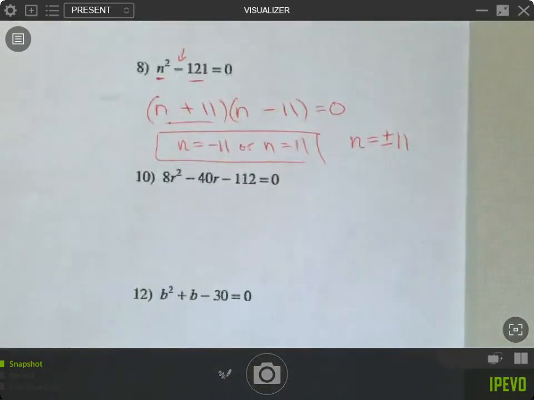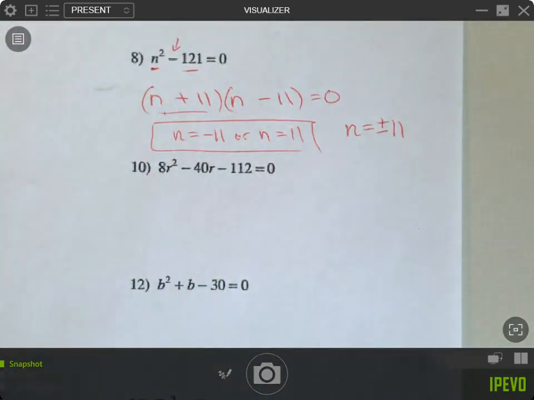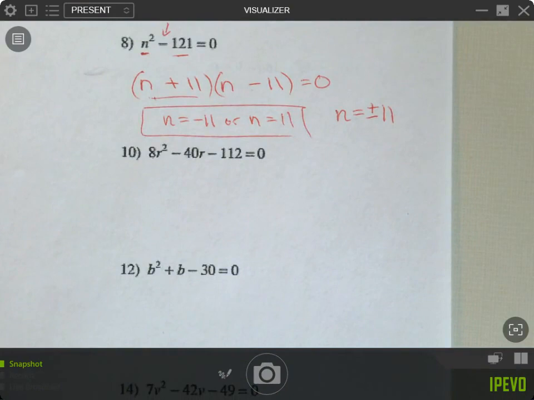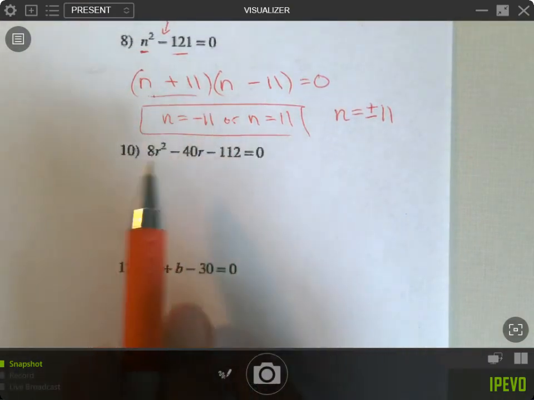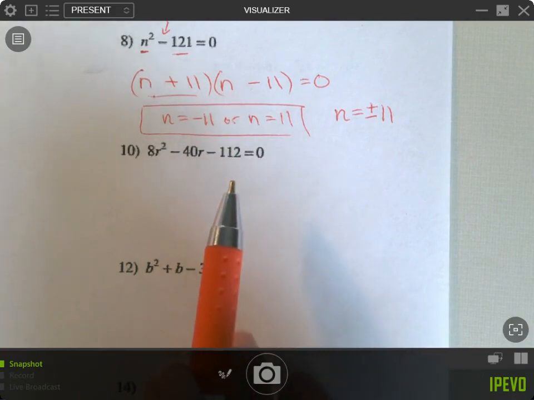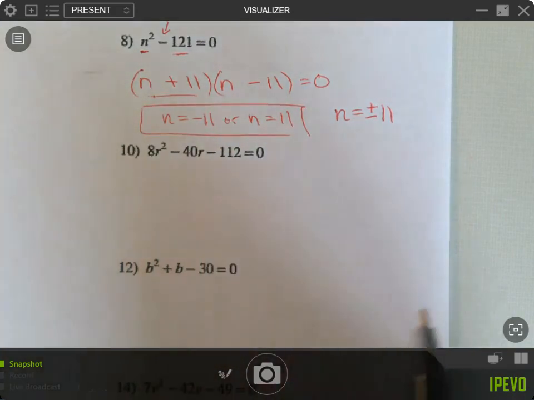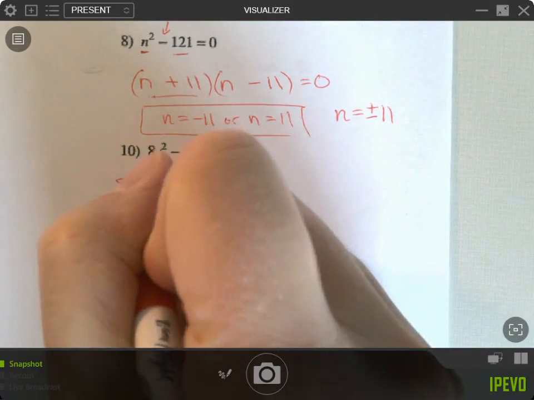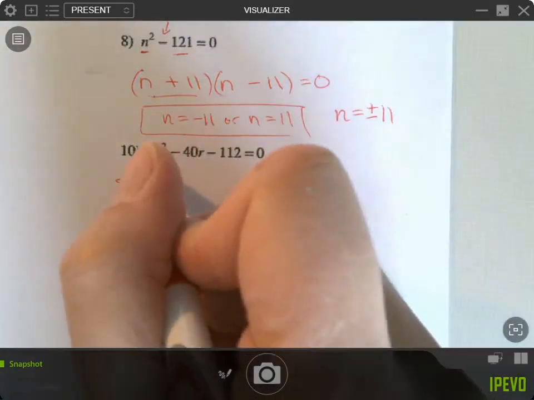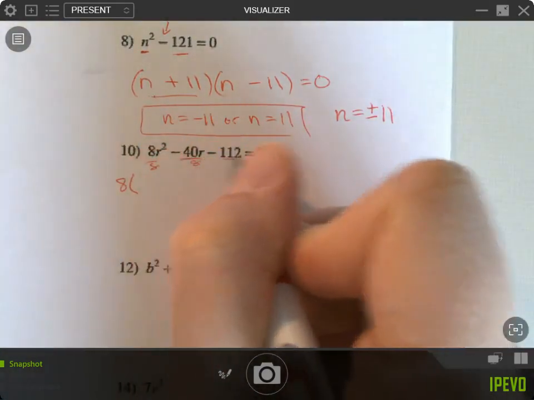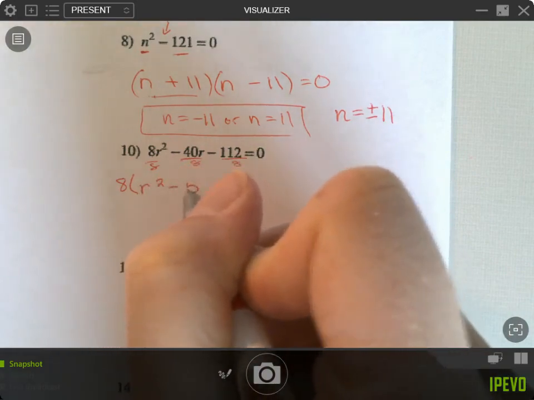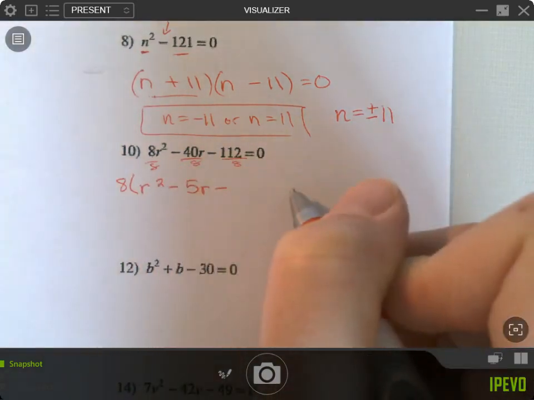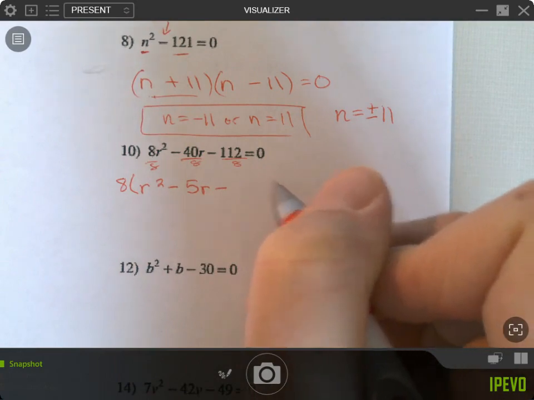Before I jump in and do my reverse FOIL, what should I always try first? GCF. Yeah, is there a GCF? I mean, they all divide by 2 and 4. Can I divide everything by 8? Yes. So you just test it and make sure it works. So 8 goes into everything, so I'm going to show that. Divide everything by 8. So I get what? R squared minus 5R minus, that's 112 divided by 8.